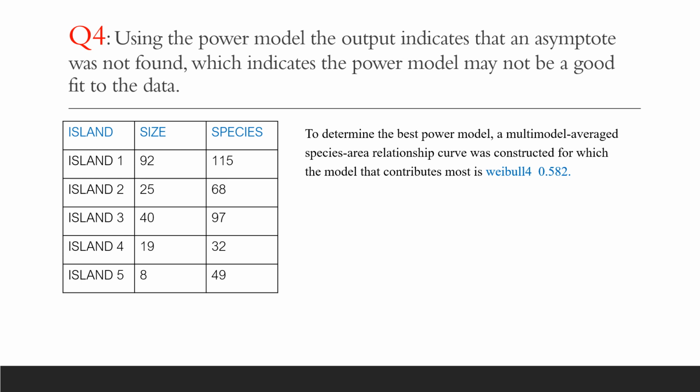Using R Studio, I was able to estimate the different sizes of the islands using the PAL model. The output indicates that an asymptote was not found here, which I analyzed using R Studio. So then, to determine the best model, a multi-model averaged species area relationship curve was constructed for the model that contributes the most. So details of different models appeared in R Studio. But the model that contributed the most is the Weibull, having 0.582.